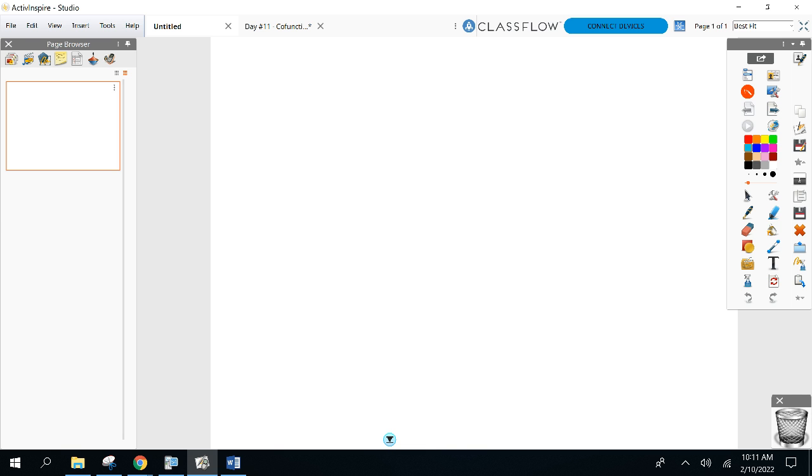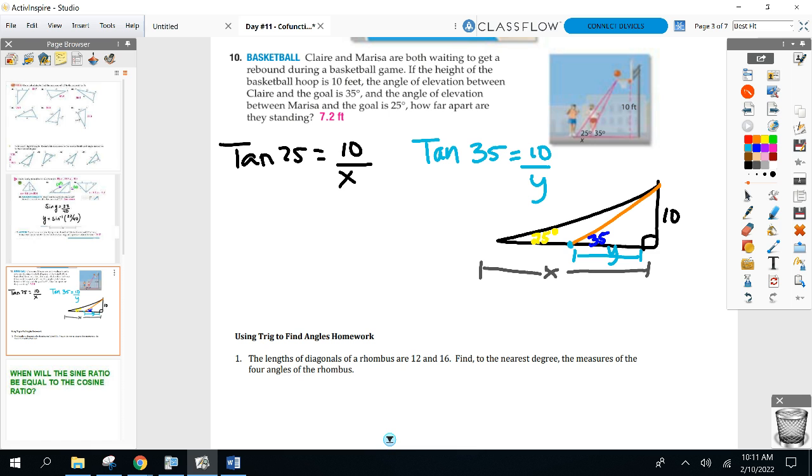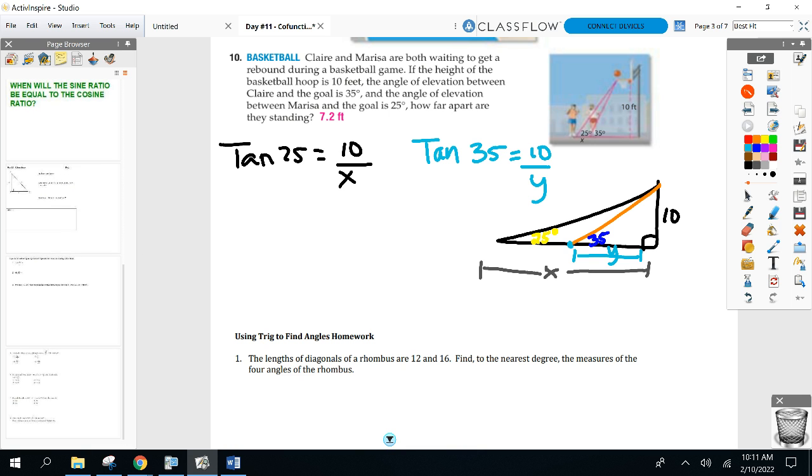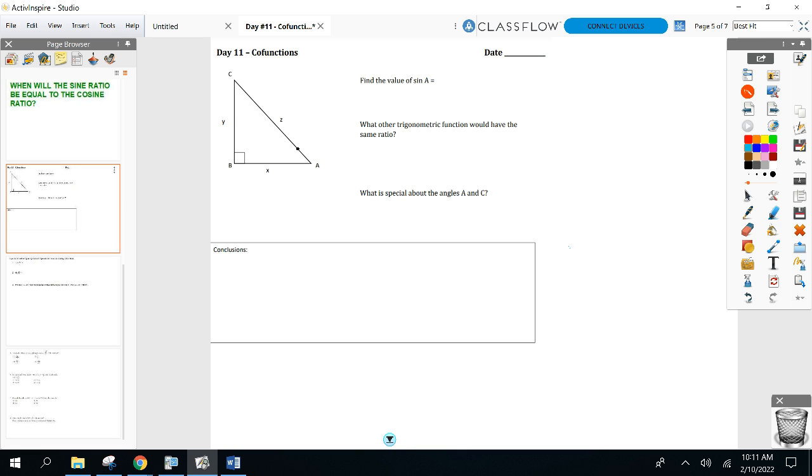Okay, what do you say we get into day 11 then? This should be a quick day, I think, so we'll see. All right, right away. I don't have side lengths on my triangle. I just have the lowercase x, y, and z.